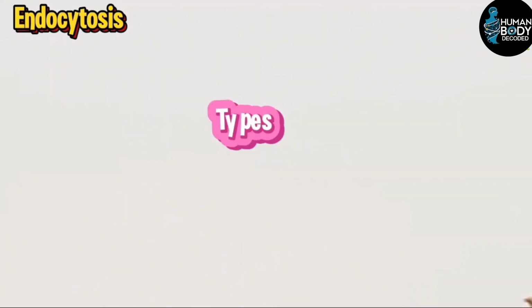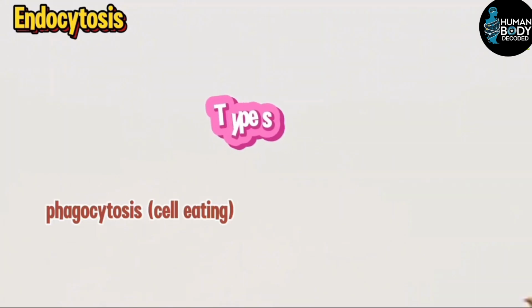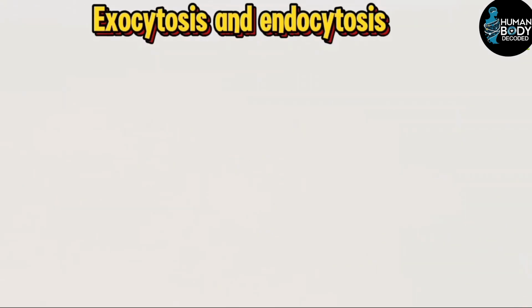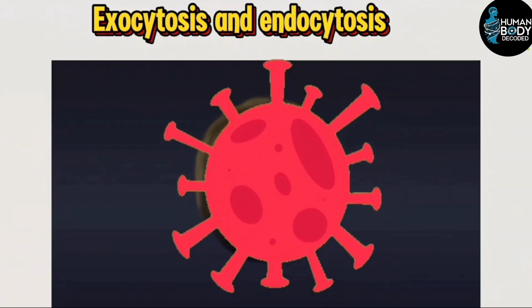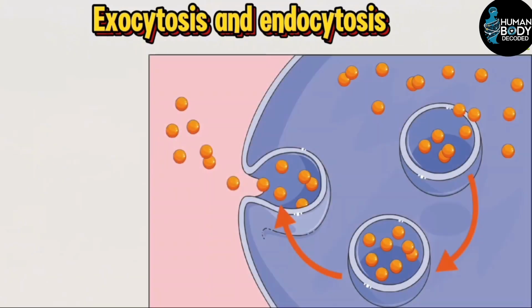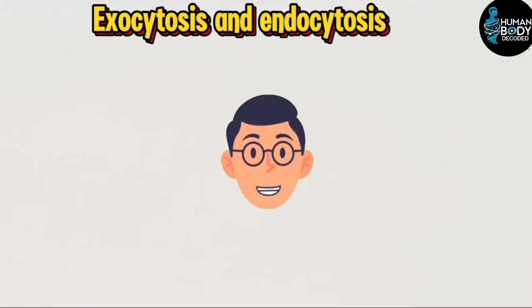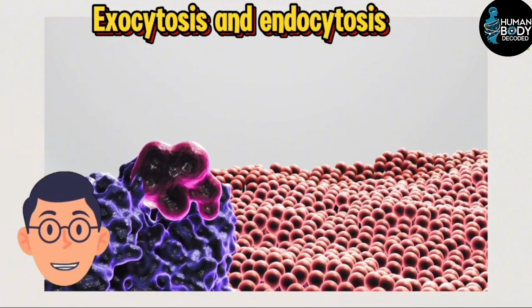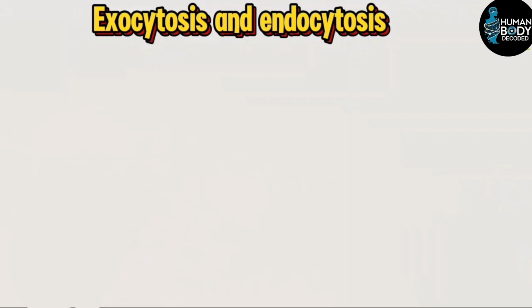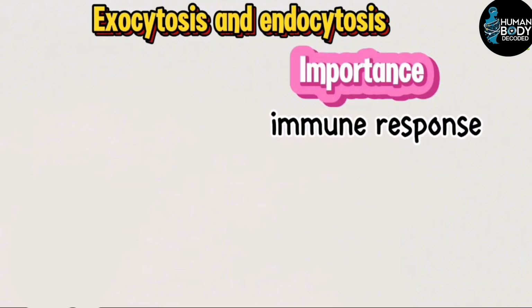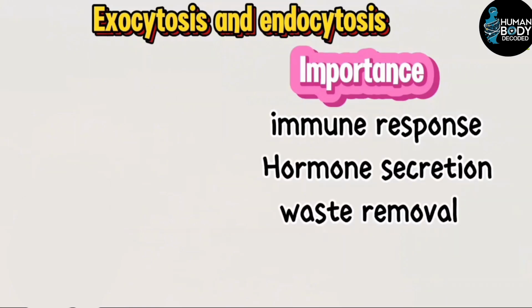There are different types of endocytosis, such as phagocytosis, cell eating, and pinocytosis, cell drinking, depending on what the cell is engulfing. Exocytosis, on the other hand, is the process by which cells expel materials. In this case, a vesicle containing materials fuses with the cell membrane, and the contents are released outside the cell. These processes are essential for moving substances that are too large to pass through channels or carriers in the membrane. These bulk transport mechanisms are crucial for processes like immune response, hormone secretion, and waste removal from the cell.